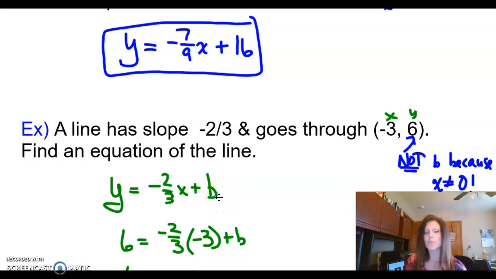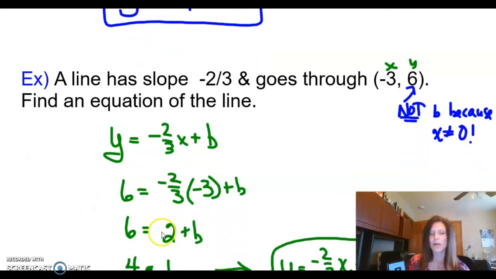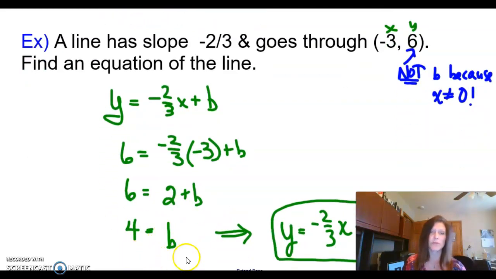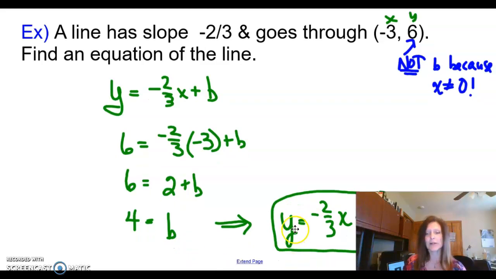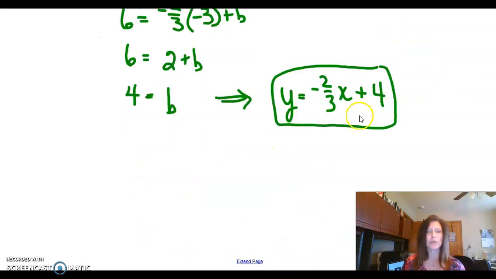That's our general form. We know an x of -3 means y is going to be a 6. So we work out the equation and we find that b is equal to 4. Plugging that all in together, we come up with our final equation, y equals -2/3 x plus 4.